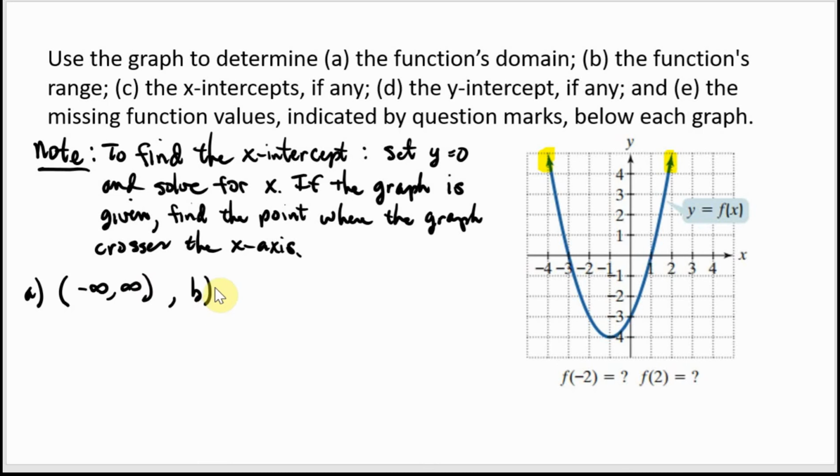Part B. What about the range? -4 to positive infinity. So that's another way to think about it. The domain are the x values that define the graph, and then the range would be the y values that define the graph. So look at the y-axis, look at the graph. It goes from -4, always go from least to greatest, -4 to positive infinity. That's the range.